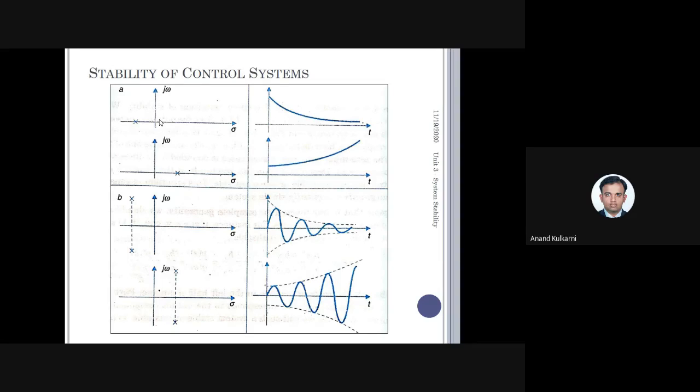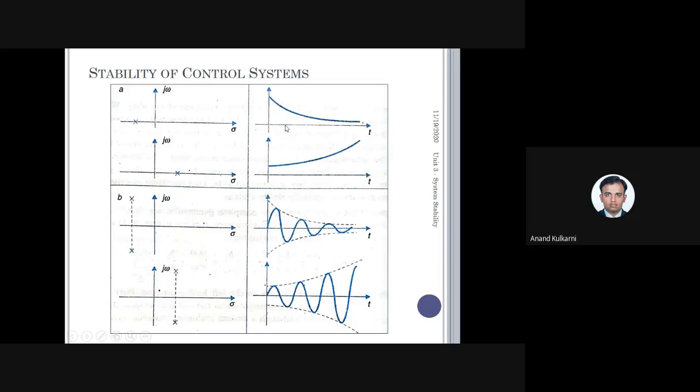Only one pole means the highest power of S in the denominator is 1, and in the numerator there is nothing. That means there is only one pole, and that pole also has a negative real part. If you see the impulse response of that, it is like a perfectly stable system.